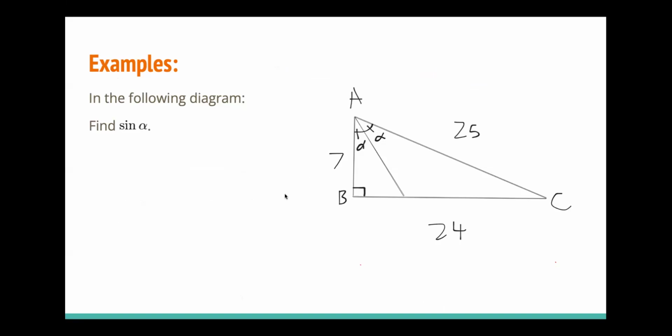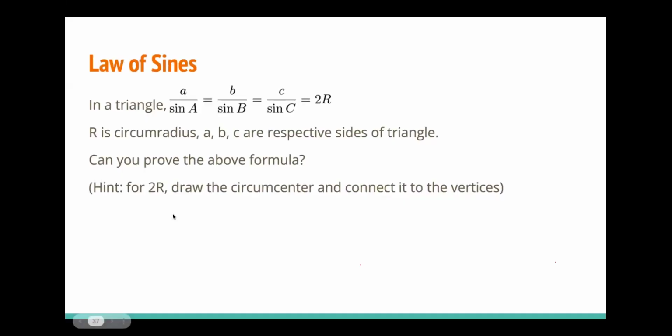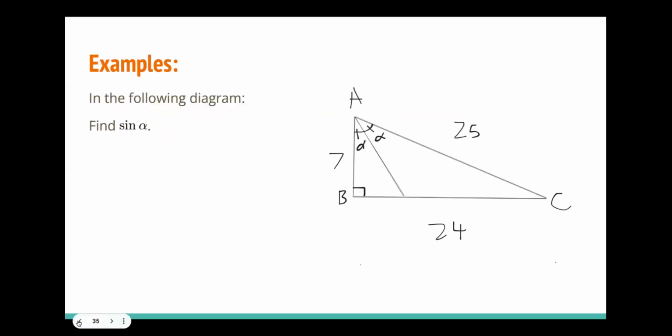Next problem. Let's see. Oh, shoot, where's my bed? Give me a second. Okay. Go back.